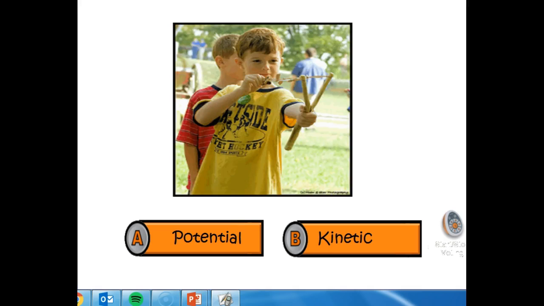Look at this kid. He's got this slingshot. It's pulled back, but he hasn't released it yet. Is this potential or kinetic? Yes, it's potential. Now, is it potential from the object's position or from its condition, its atoms? That's right, it's position. Now, is it position because the object's up high or because it's being stretched or squeezed? Yes, elasticity is being stretched beyond its normal position. That's what's giving it its potential energy.